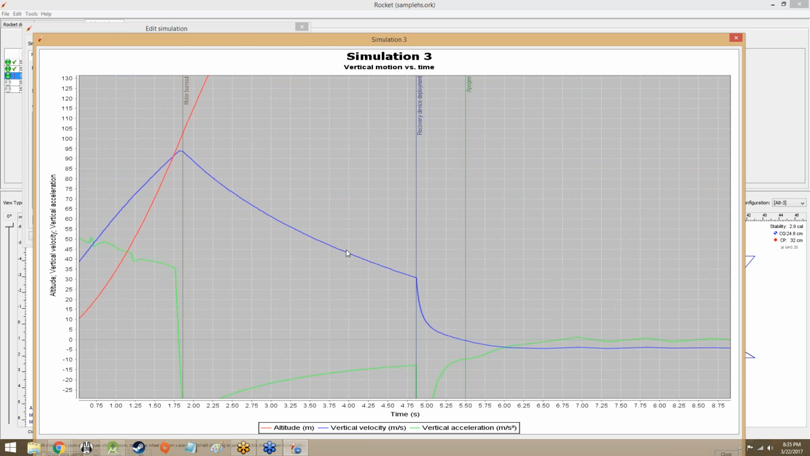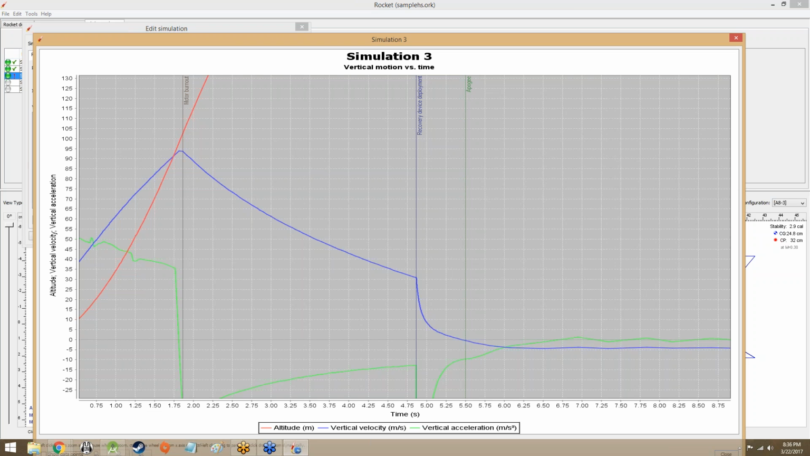Like right here, vertical velocity, look at that, just gets entirely destroyed. And that's because the parachute deploys. So it's going 31 meters a second roughly, the parachute deploys, and then suddenly it's going 0 and then negative, and then it equalizes. But that's bad. Speeds like that, we're talking about ripping the parachute out of the body tube. That's bad.